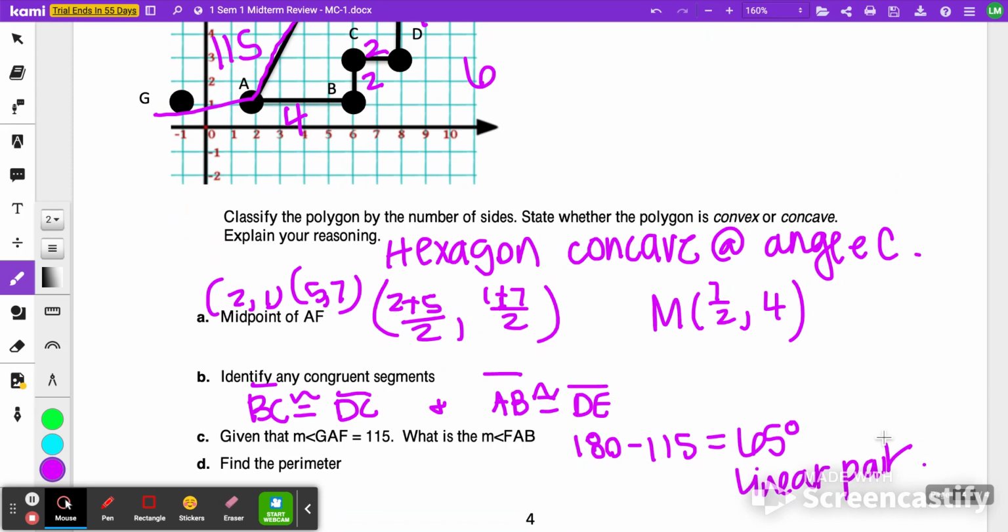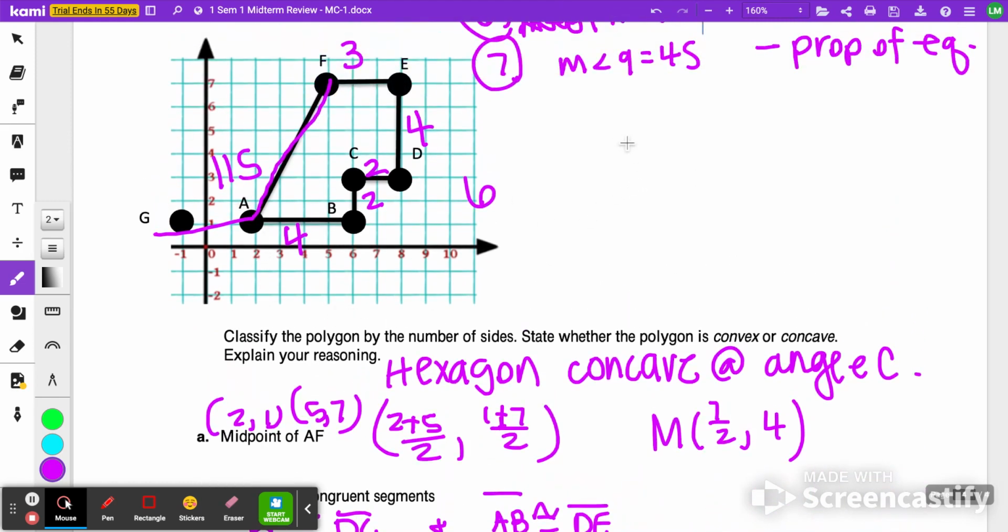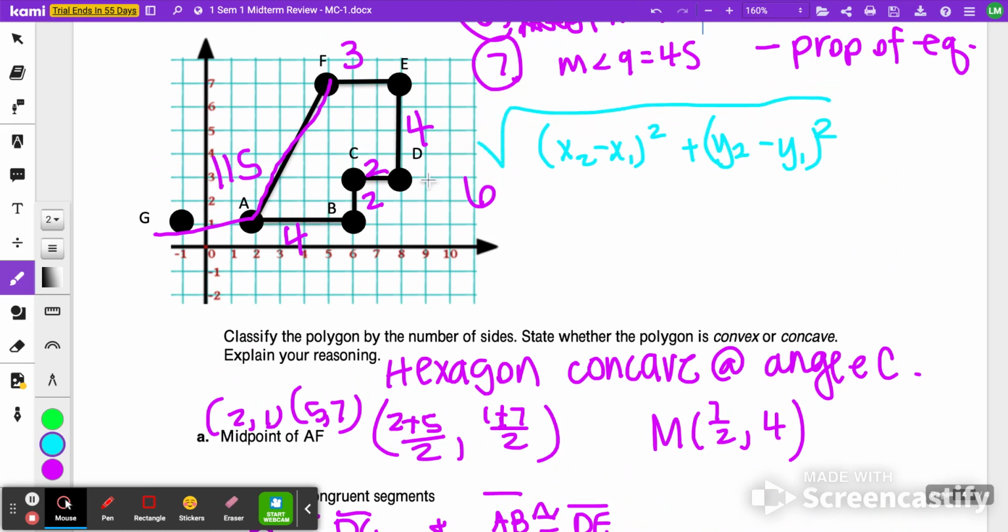Last thing is to find the perimeter. The only thing with perimeter is you have to know the distance from A to F. So that's using the distance formula. I'm going to do the distance formula right here because I've got more room up here. That one is x2 minus x1 squared plus y2 minus y1 squared. And then finding the square root of that entire amount.